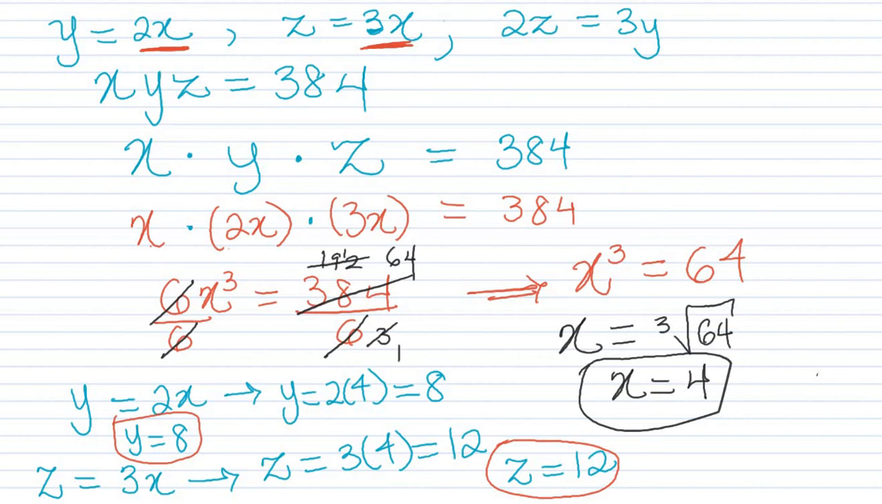So y equals 4. I'm going to go to the next page. Y equals 4, I'm sorry, x equals 4. That's my bad. So we have x equals 4 here, right? y equals 8 here, and z equals 12 here.